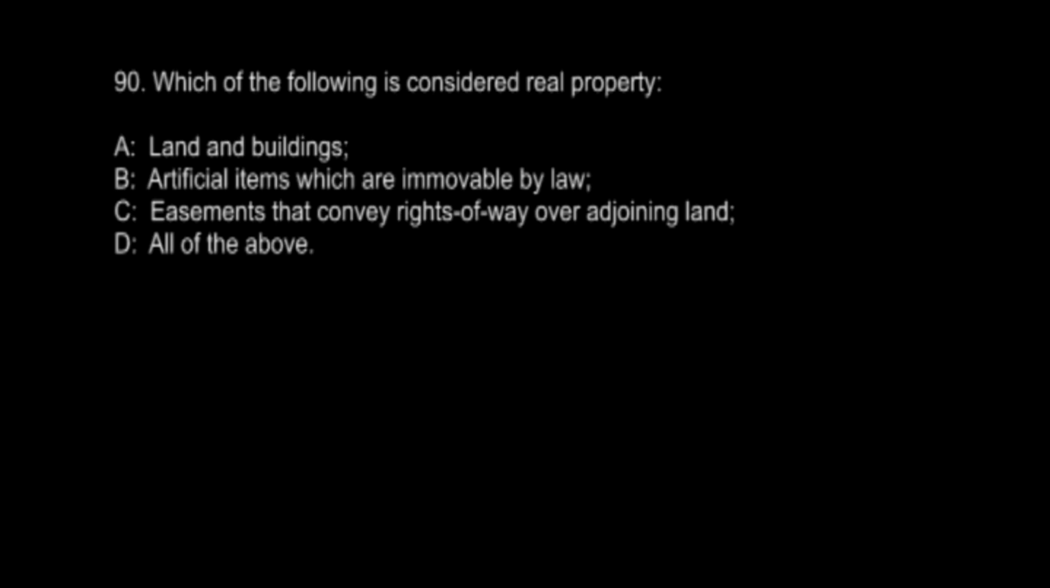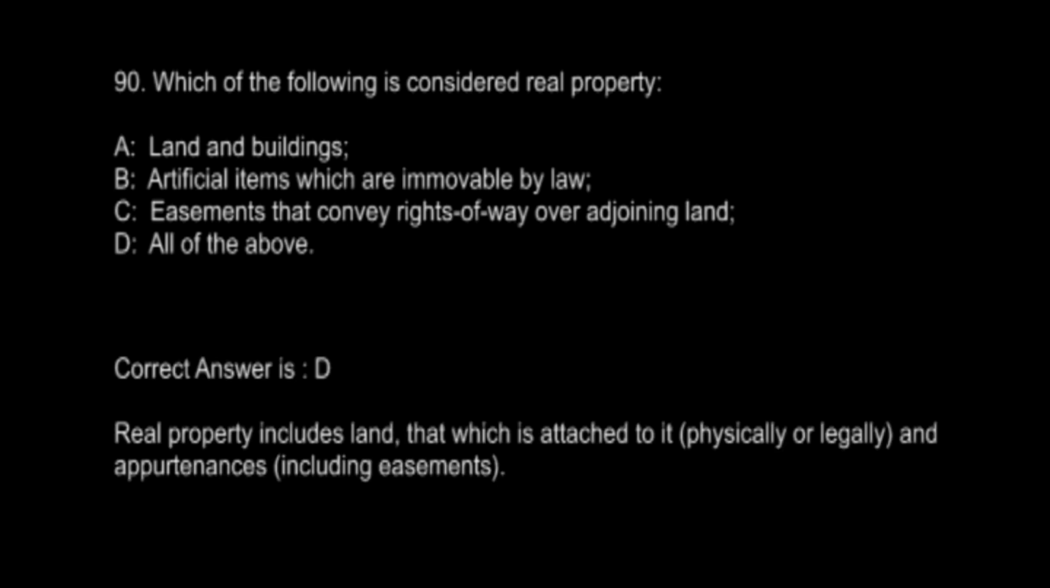90. Which of the following is considered real property? A. Land and buildings, b. artificial items which are immovable by law, c. easements that convey rights of way over adjoining land, d. all of the above. Correct answer is D. Real property includes land, that which is attached to it physically or legally, and appurtenances, including easements.